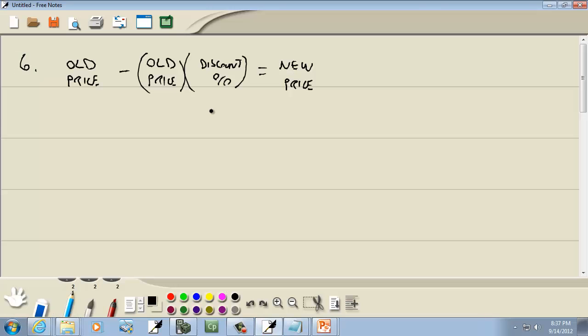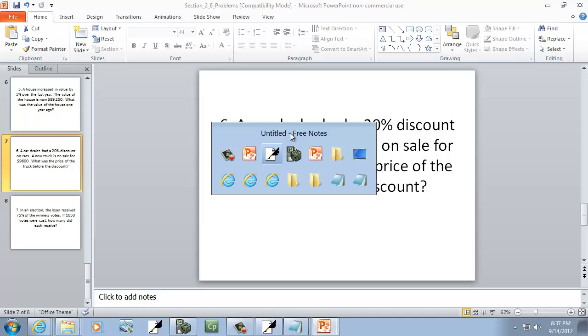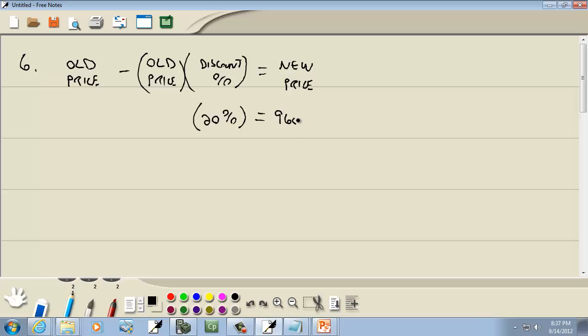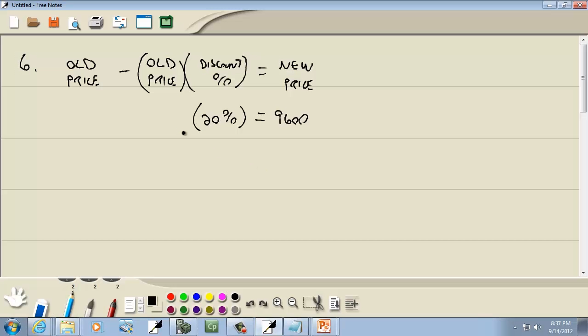Car dealer had 20% discount. So this would be 20%. New truck is on sale for $9,600. So this is the price it's on sale for. So that's our new price. Then it says what was the price of this truck before the discount? So that's our old price. So that'd be x, and then this would be x times our 20%.